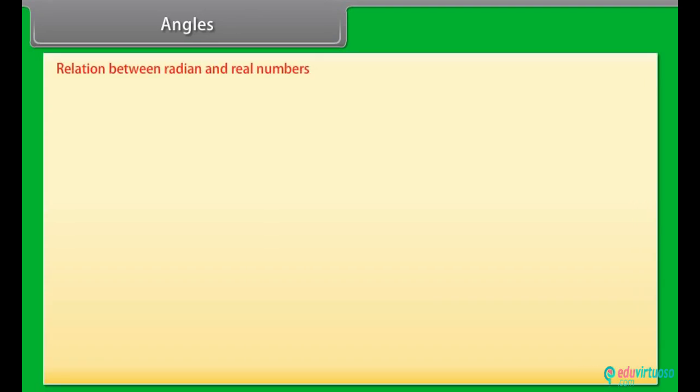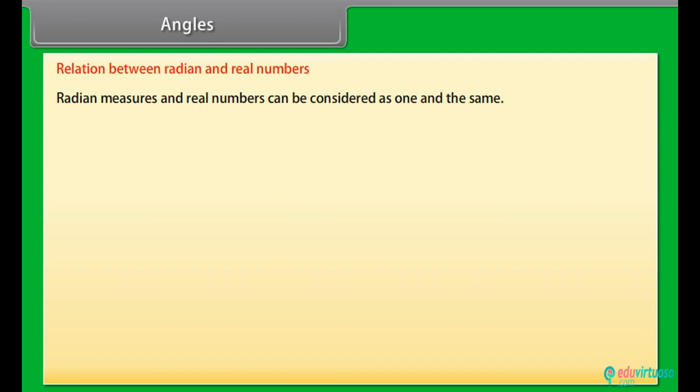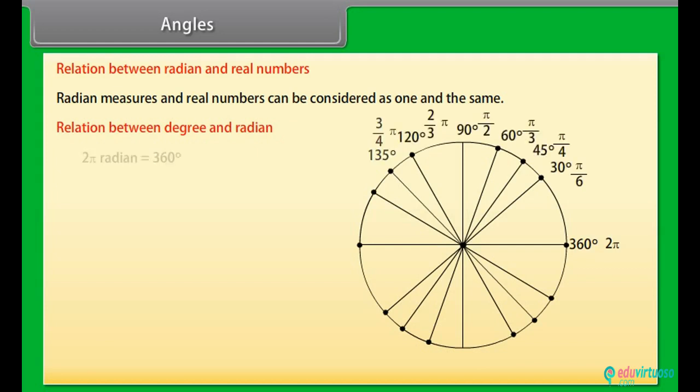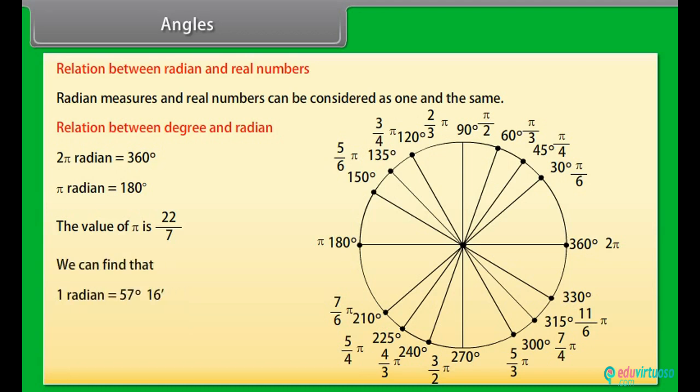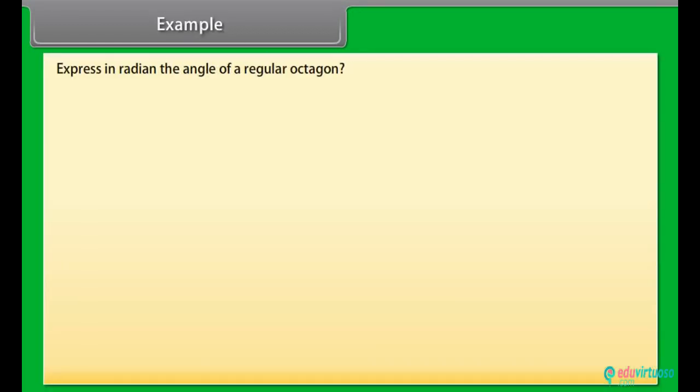Angles. Relation between radian and real numbers. Radian measures and real numbers can be considered as one and the same. Relation between degree and radian. 2 pi radian is equal to 360 degrees. Pi radian is equal to 180 degrees. The value of pi is 22/7. We can find that 1 radian is equal to 57 degrees 16 minutes and 1 degree is equal to 0.01746 radian.